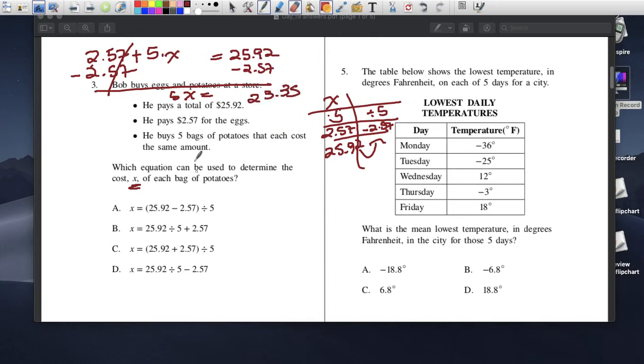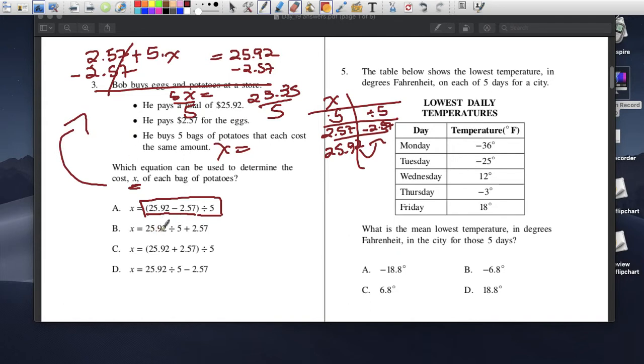So now the last thing I'm going to do, I'm going to divide both sides by 5, right? So divide this by 5 and divide this by 5, and x is going to give me whatever value. So I'm looking for something where the first thing I did was subtract 25.92 minus 2.57. That looks like this. And then I divided by 5. So this looks exactly like what I did up here.